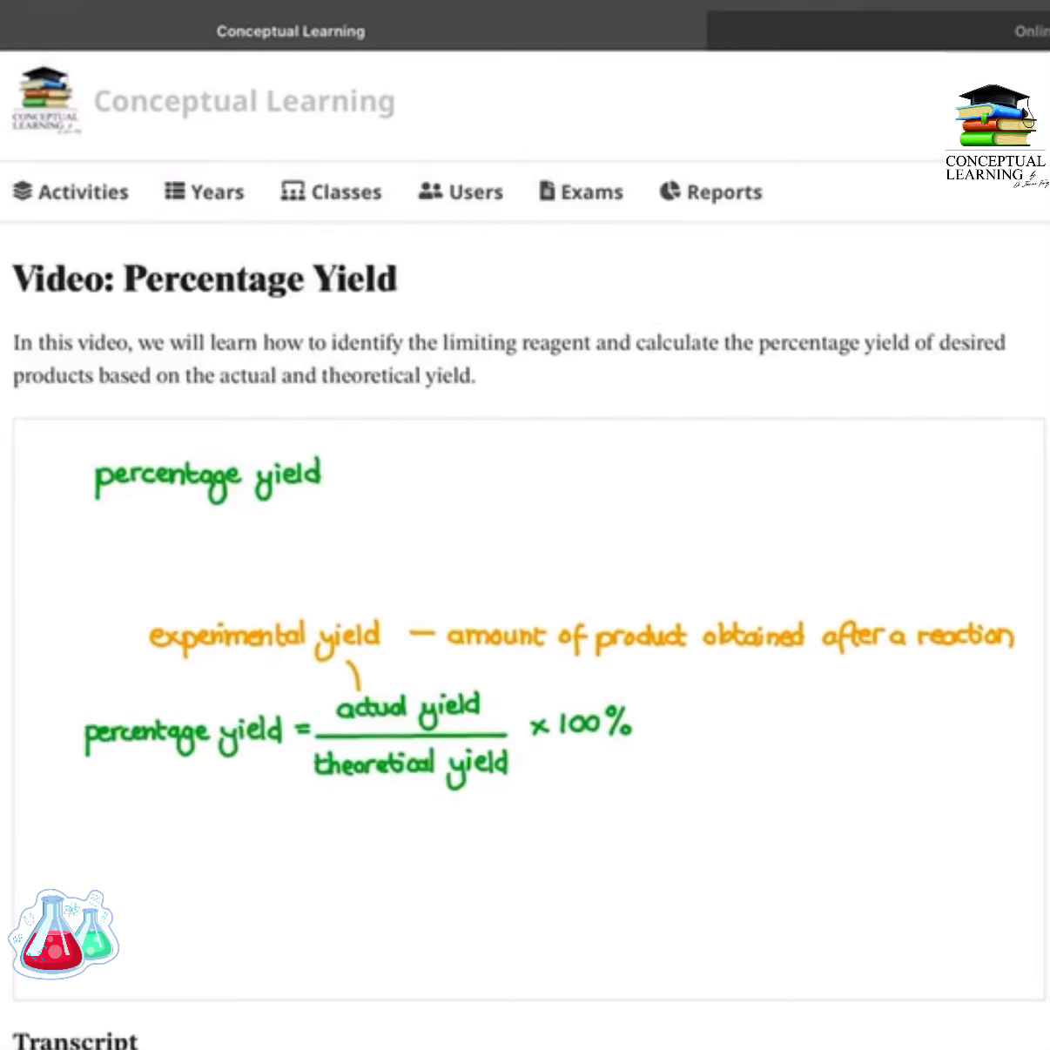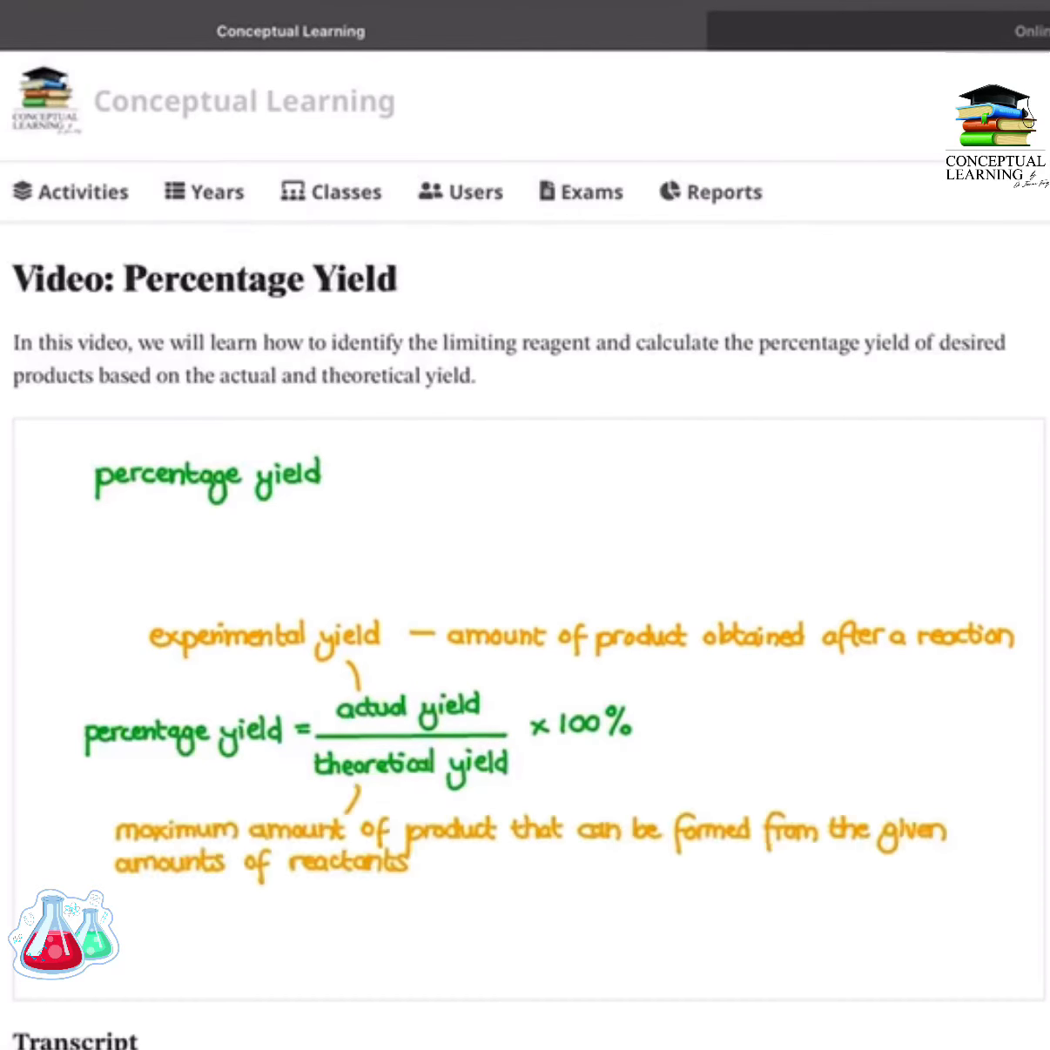The actual yield, also called the experimental yield, is the amount of product obtained in reality after a reaction. It is usually measured in moles or grams, and if the product is a solid, it can be weighed out in the lab in terms of grams to get the actual yield. The theoretical yield is the maximum amount of product that can be formed from the given amounts of reactants. It is also usually expressed in moles or grams and is determined by calculation.